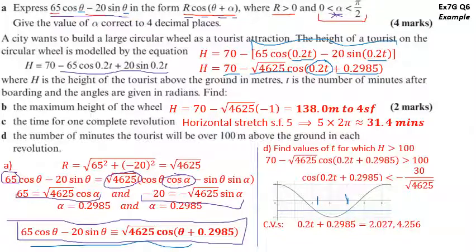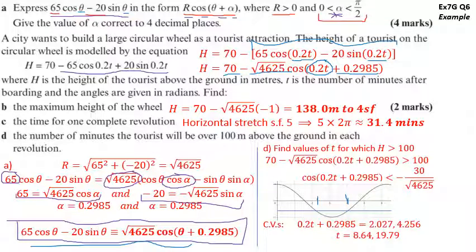The critical values are the values we get when we say cos of 0.2t plus 0.2985 equals negative 30 over root 4625. That will give me these two values. And when we rearrange and simplify, we'll get 8.64 and 19.97 for t.